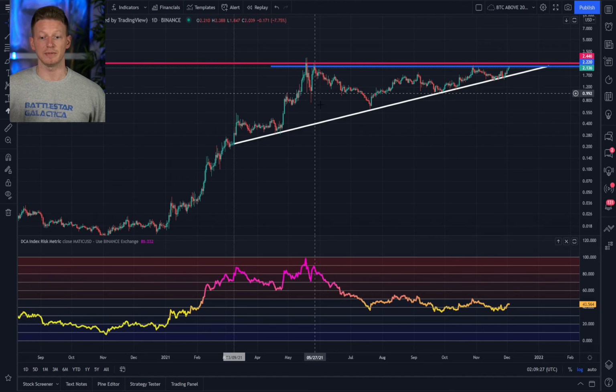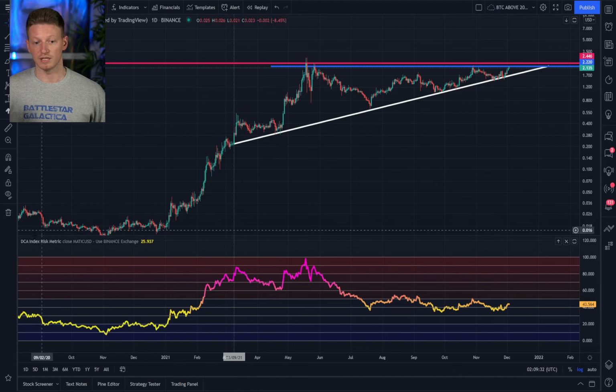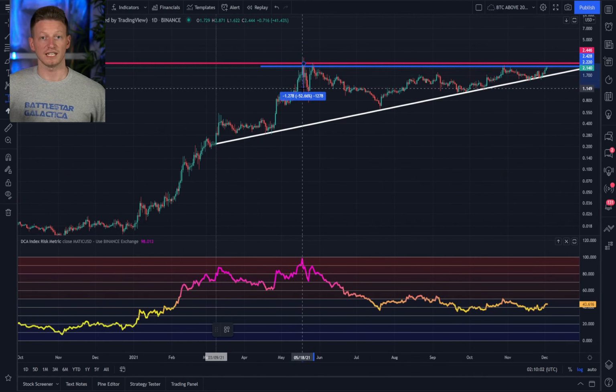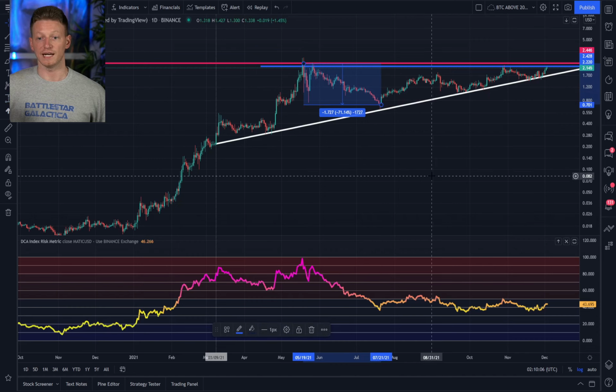And we see this time and time again. You could go through all of the different assets that we track on this channel with the risk metric, and you can see that often when they hit this 90 to 100 range, they go on a large pullback. If we look at MATIC, we were closing at around $2.44 at this time, and we retracted all the way down to 70 cents for a 71% loss almost immediately after hitting this highest risk band.